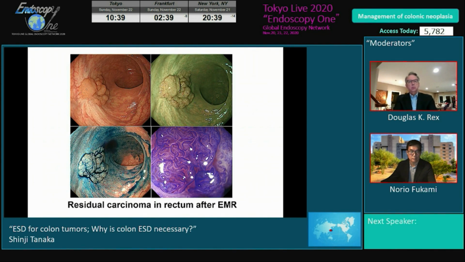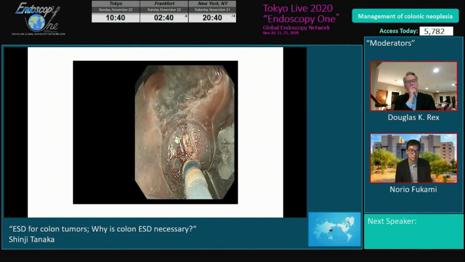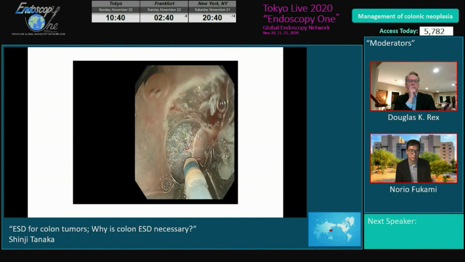This is a residual tumor in rectum after piecemeal EMR. As you can see, this lesion is accompanied by severe fibrosis. Magnifying findings show no invasive pit pattern. However, biopsy specimen shows carcinomatous histology. So this lesion is indicative for ESD. This case is a typical indication for SO clip. I will show you the procedure of ESD for this case.